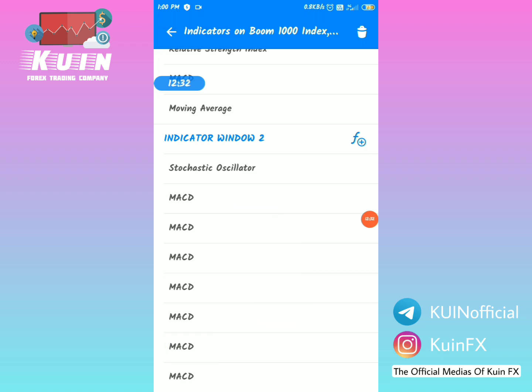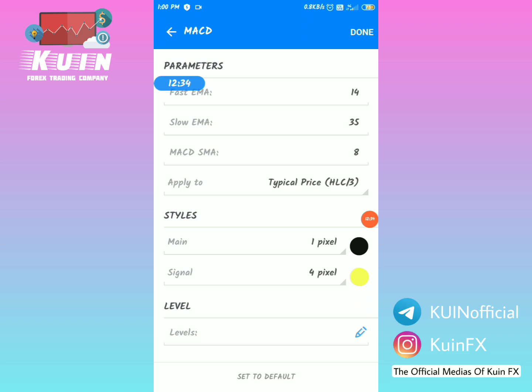In our sixth MACD, fast EMA is 14, slow EMA is 35, MACD SMA is 8. Apply to typical price HLC/3. Main 1 pixel black, signal 4 pixel white, labels no labels. Then done.